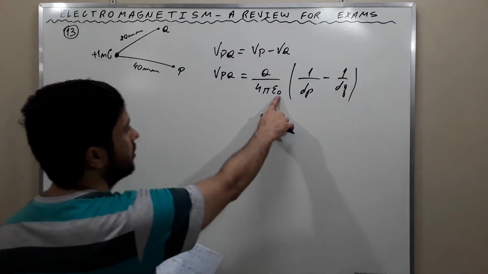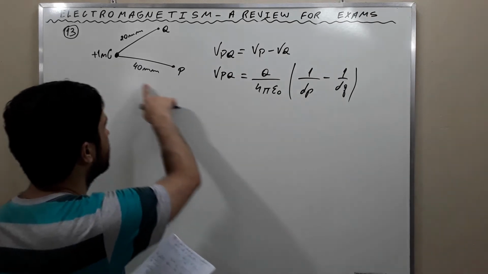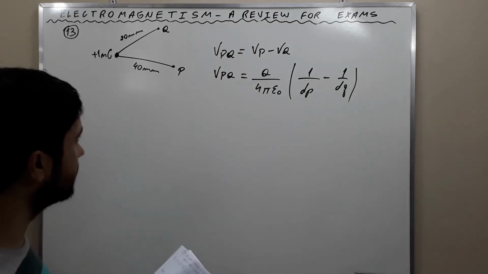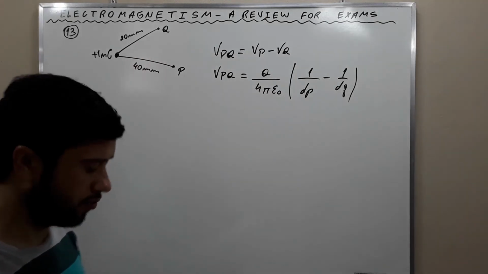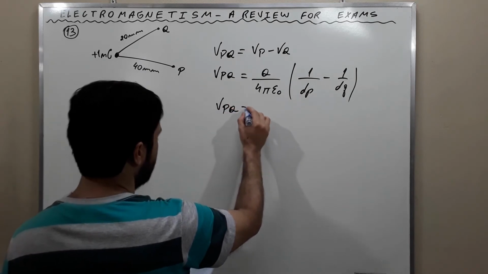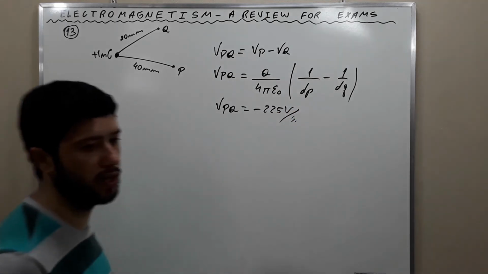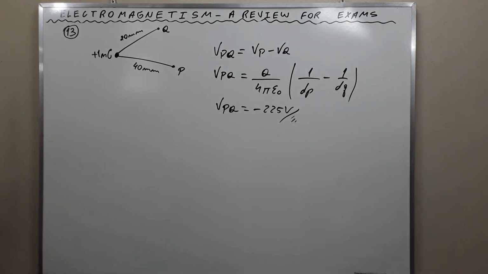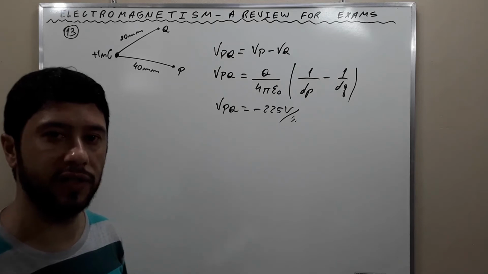The exercise gave this permittivity. The exercise gave the charge 1 nanocoulomb, and the exercise gave the distances 40 millimeters and 20 millimeters. And applying this on the expression, we get that the potential difference between them is negative 225 volts. Okay? Very simple exercise, exercise 13. Let's go to exercise 14.